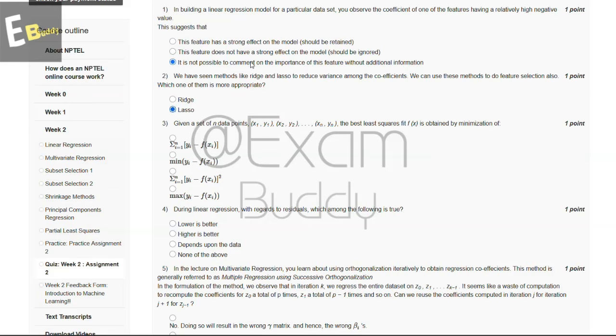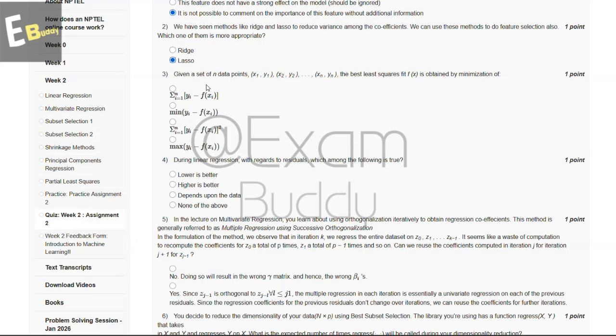And now let's go to our question number 3. Given a set of n data points, the best least squares fit f of x is obtained by minimization of, so these are the options, and the answer for our third question is C.